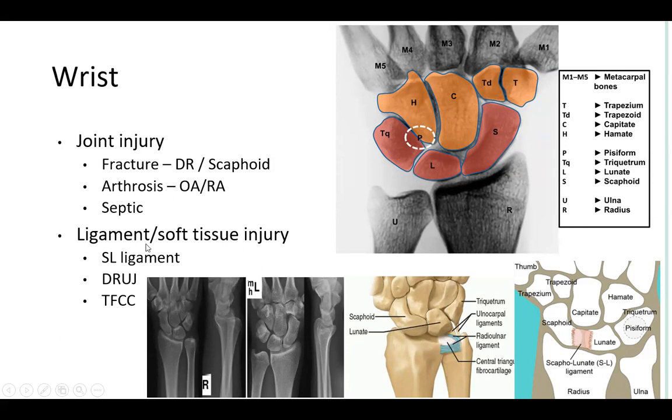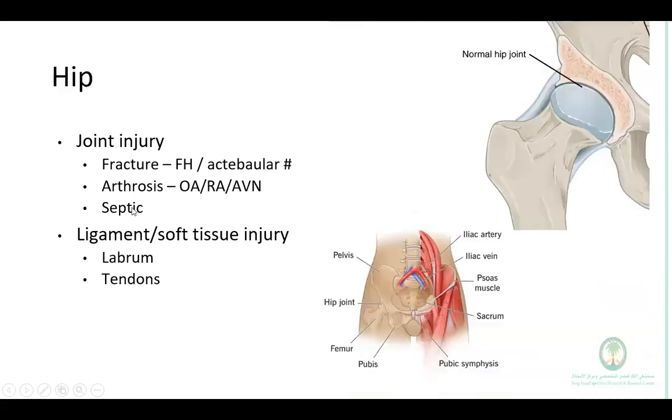So this is mainly for the wrist joint. Okay, going now to the lower extremity.